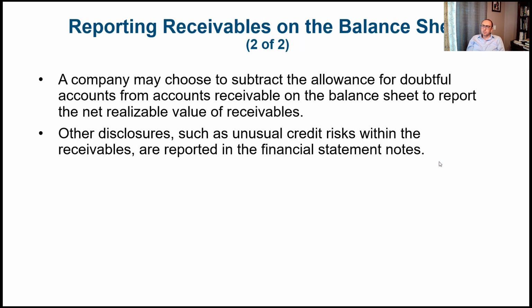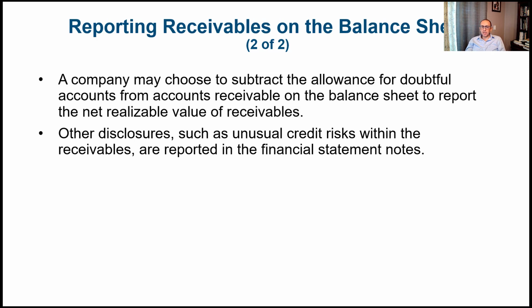So a company may choose to subtract the allowance for doubtful accounts from accounts receivable on the balance sheet to report the net realizable value of receivables. And I think in this case, the balance sheet would be more informative. Other disclosures, such as unusual credit risk within the receivables, are reported in the financial statements, footnotes, or simply the notes. Sometimes we call it the disclosures.